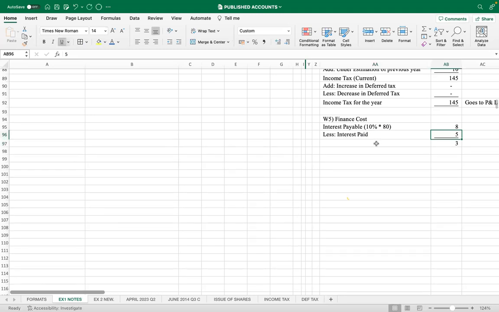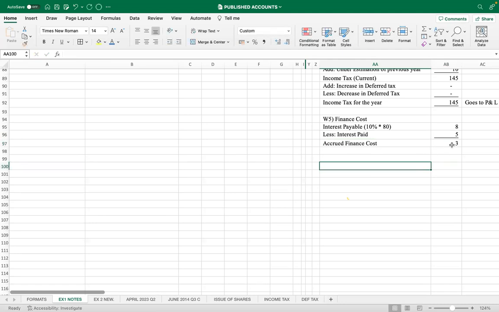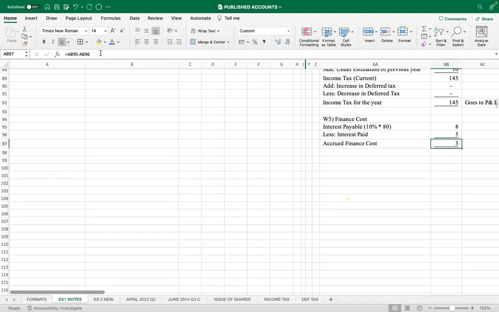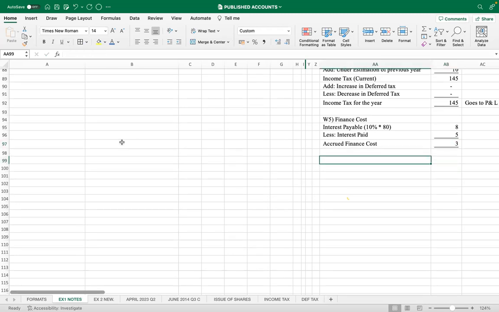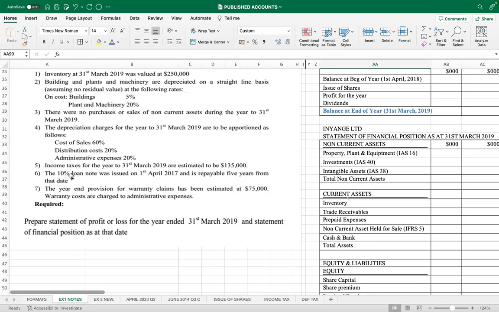So what we did not pay becomes what is called accrued finance costs, or accrued interest. So what was not paid becomes a current liability. What was not paid becomes a current liability. Let's continue. Next, so we are done with working number 6.